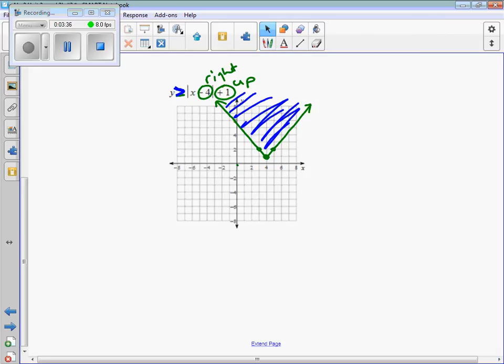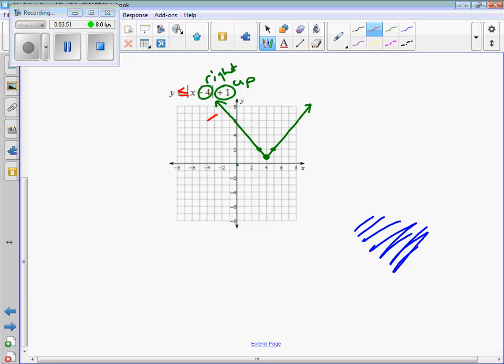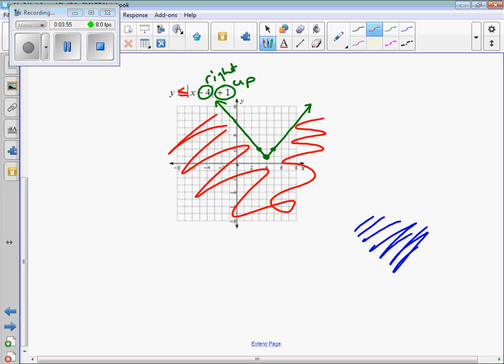So if this was a less than sign, like less than or equal to, we would shade below the graph, below the line. So, hope this helps. Got it under 4 minutes.